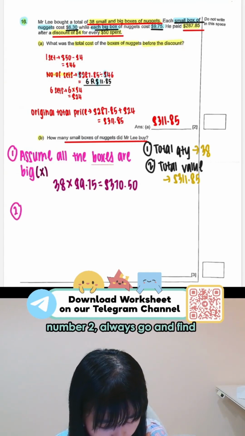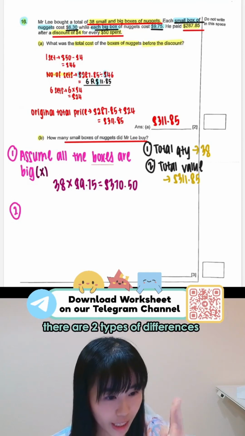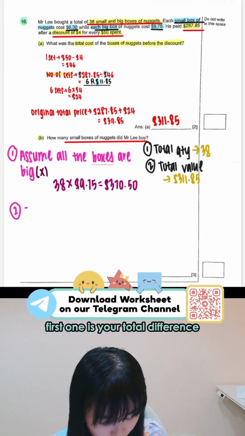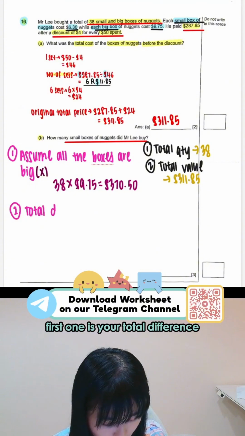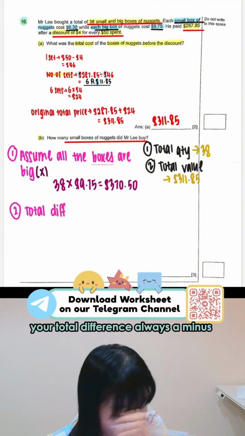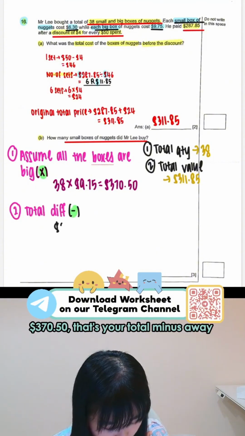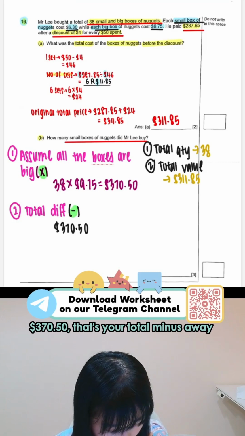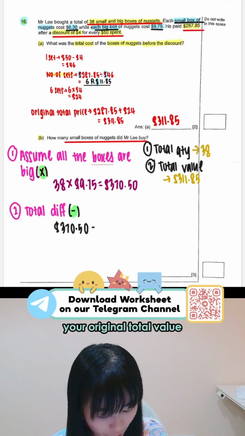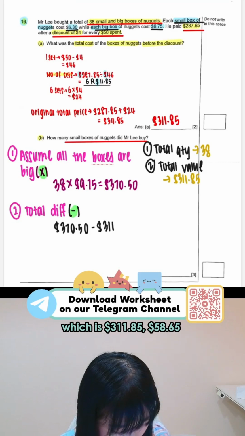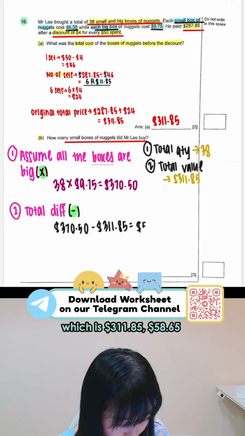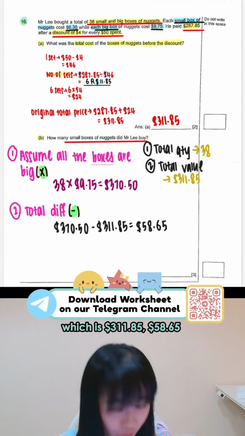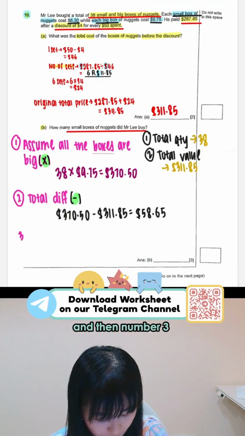Number 2, always go and find the difference. Very good. There are 2 types of difference you need to find. First one is your total difference. Your total difference is always a minus. 370.50, that's your total. Minus away your original total value, which is 311.85. That gives 58.65. And then number 3, each difference.